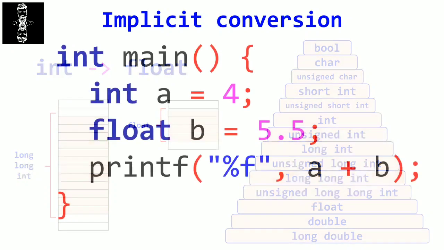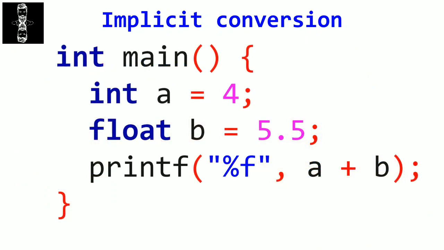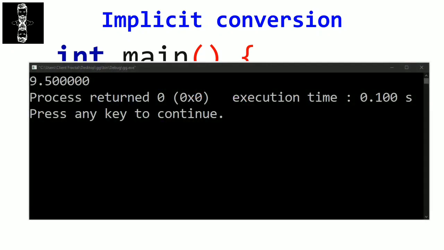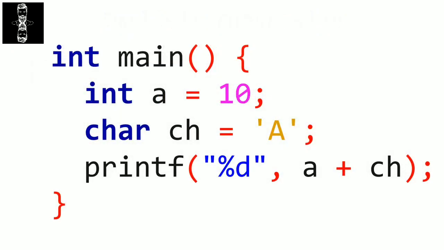Here is an example. We have a of type int and equal to 4 and b of type float and equal to 5.5. If we do the addition, a will be converted to float and it becomes 4.0, so the addition gives 9.5.